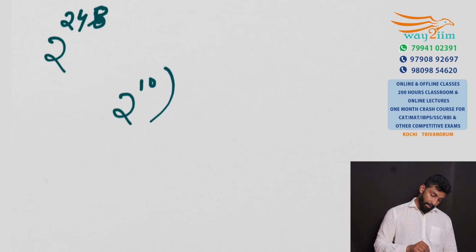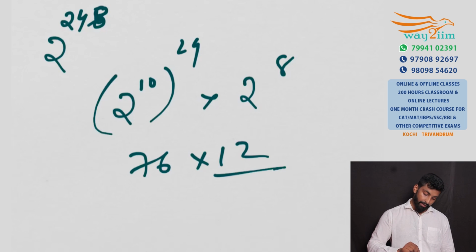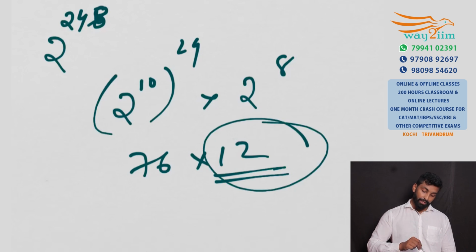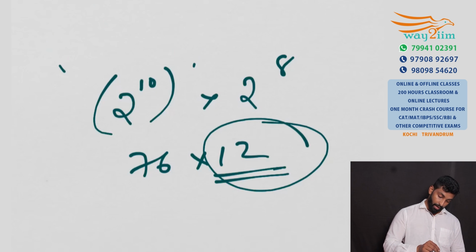Okay, so if you want, you can try another example. Instead of 2 raised to 246, if I give you 2 raised to 248, you will write it as 2 raised to 10 raised to 24 into 2 raised to 8. And what is 2 raised to 8? 2 raised to 7 will be 128, 2 raised to 8 will be 256, right? So this is 76 into 56. Your answer will be 56, because the last 2 digits will be the same. That is one thing which will make your calculation easier, okay?